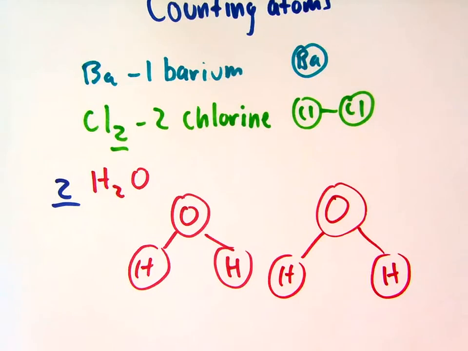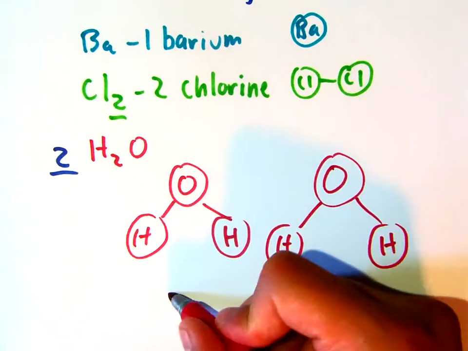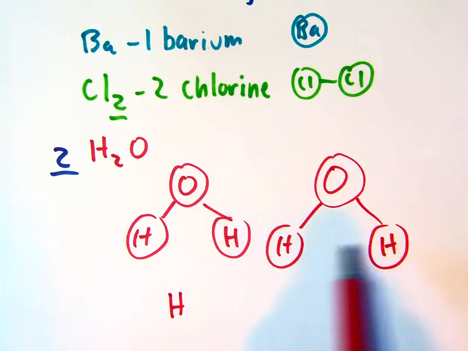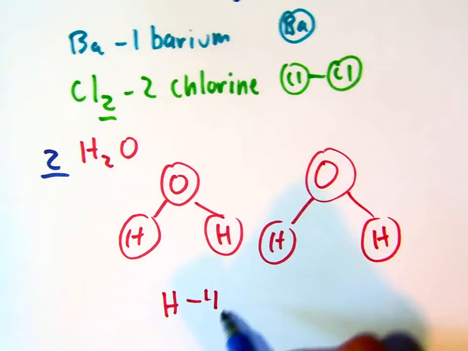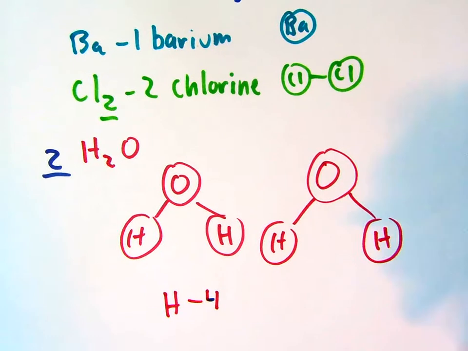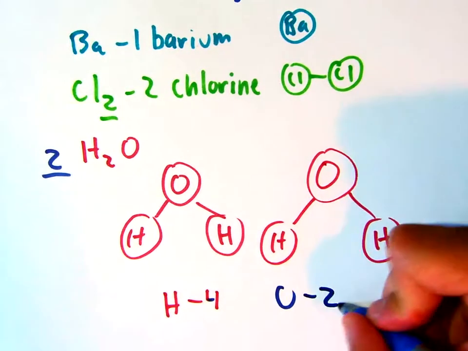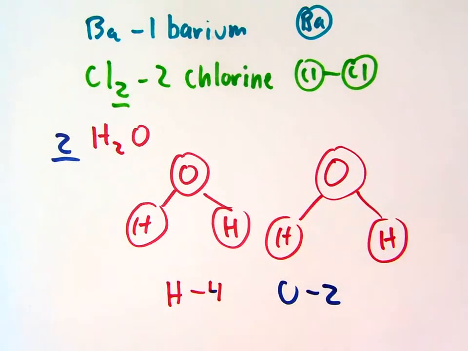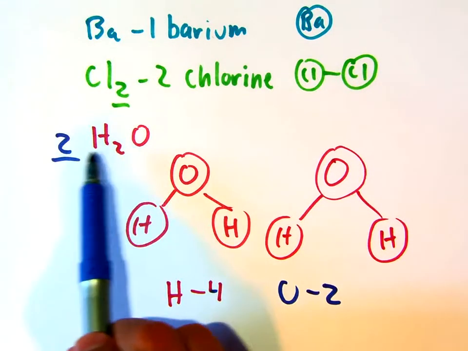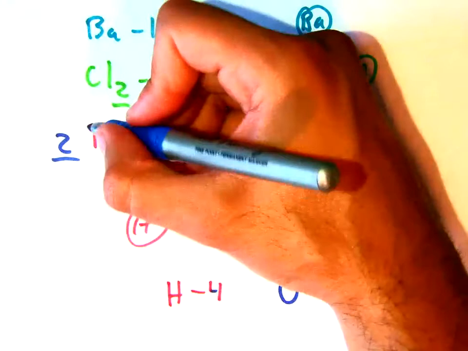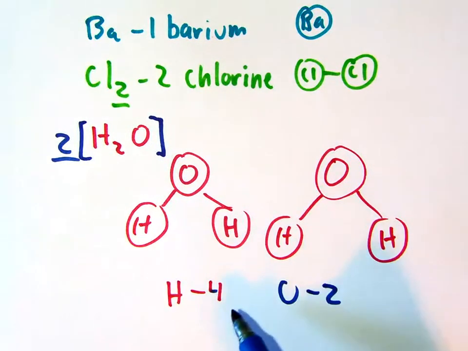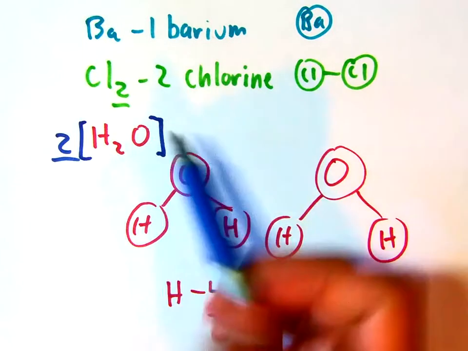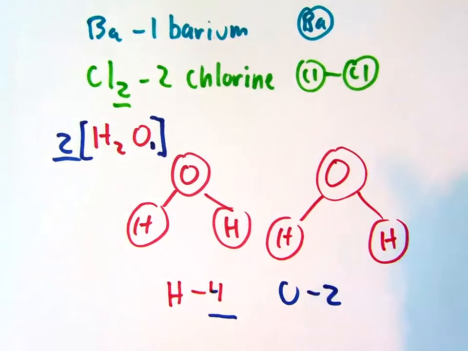If we're counting the atoms in this, we have hydrogen: 1, 2, 3, 4 hydrogens. Oxygen: 1, 2, just two oxygens. So how do we figure this out without having to draw it every time? Well, this 2 just applies to everything, so you can think about it as being in brackets. This 2 times 2 would give me 4. 2 times that invisible 1, you can put a 1, gives me 2.